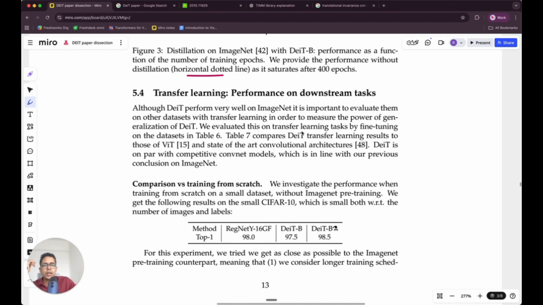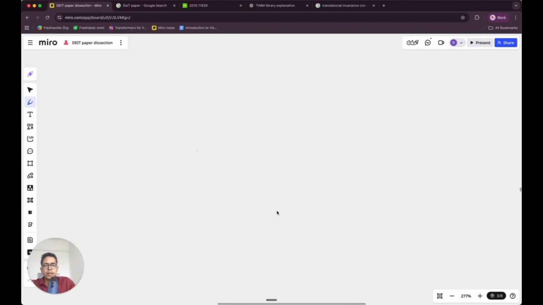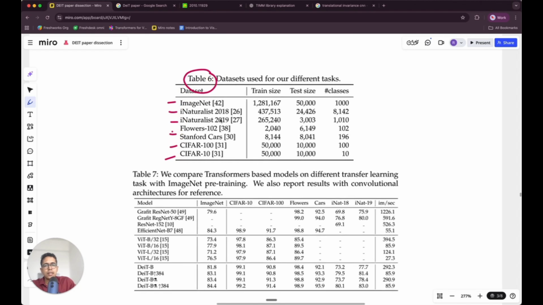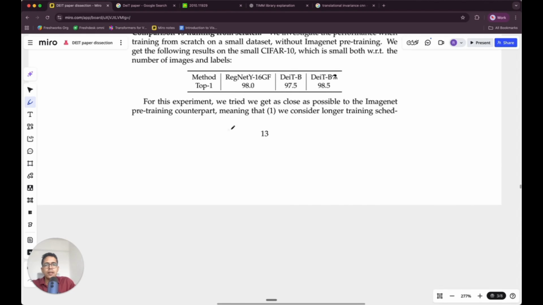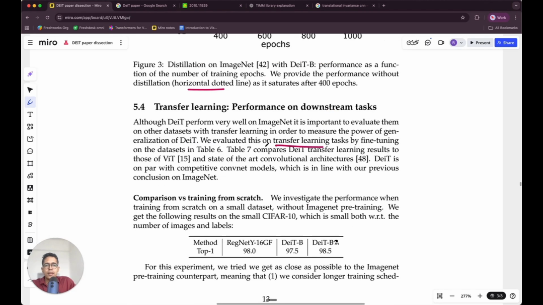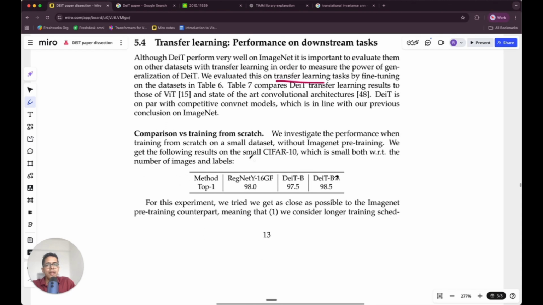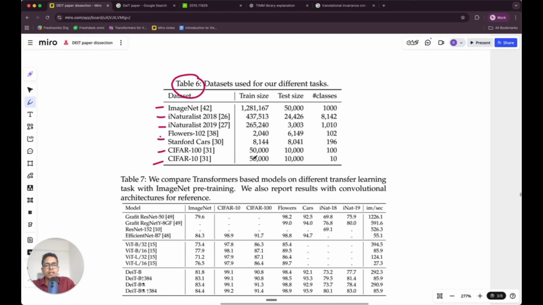So we evaluated this on transfer learning tasks by fine-tuning on the datasets in table 6. Maybe it's given in the next page. Yeah, table 6. So these are the datasets, the CIFAR-10, CIFAR-100, Flowers, then ImageNet, other ImageNet datasets, etc. So this is table 6. Table 7 compares data-efficient image transformer transfer learning results to those of vision transformer and state-of-the-art convolutional architecture. So table 7 compares DeiT transfer learning against that of ViT and that of CNN. Let's see table 7.